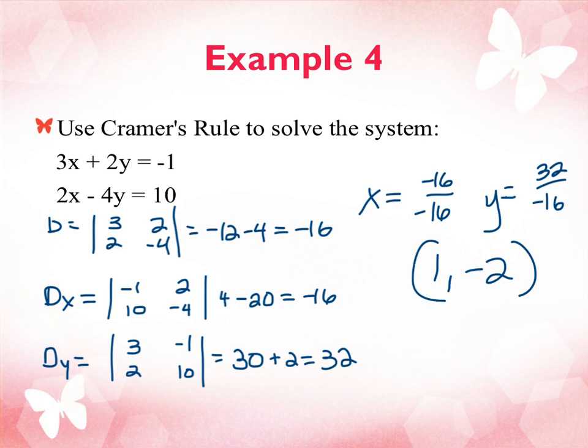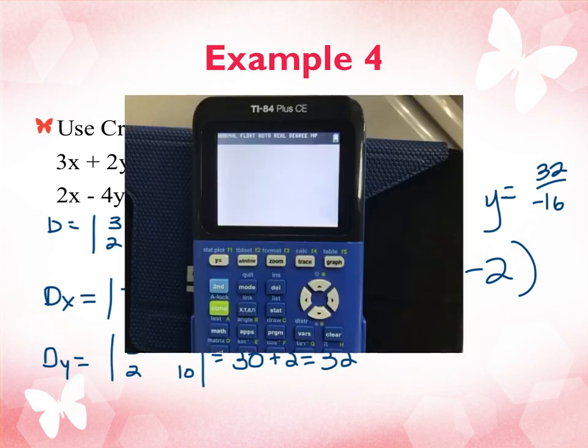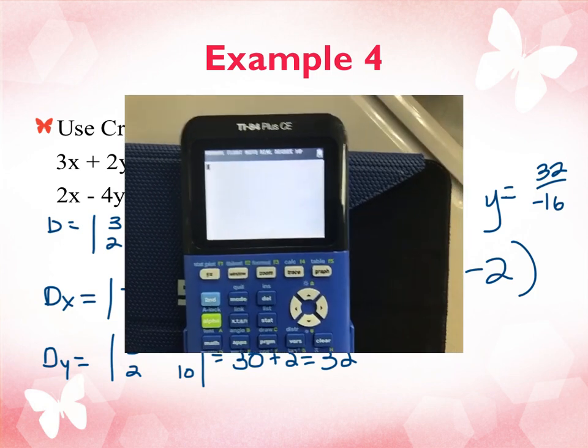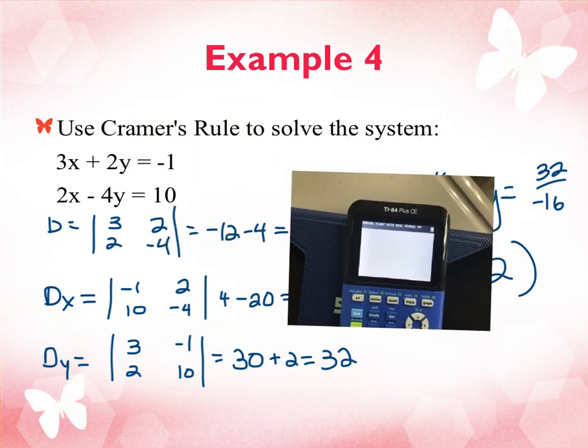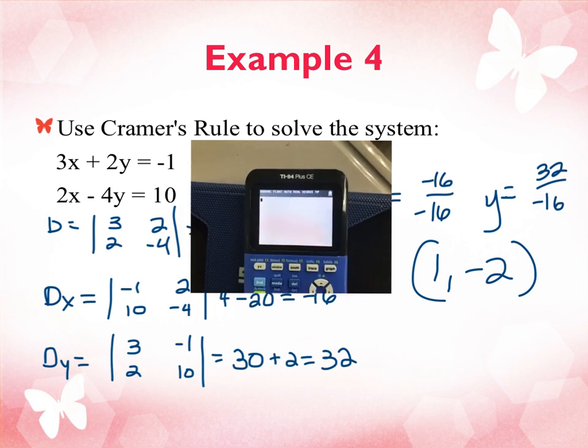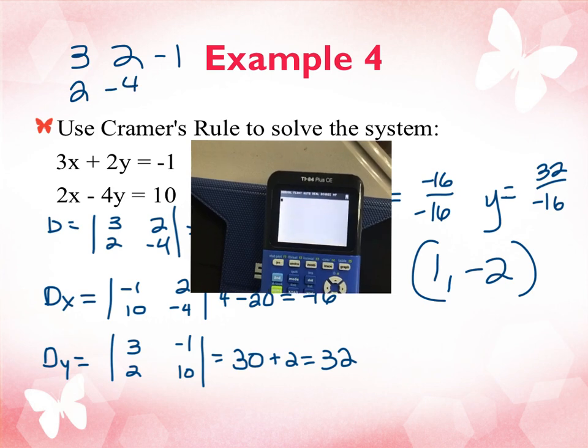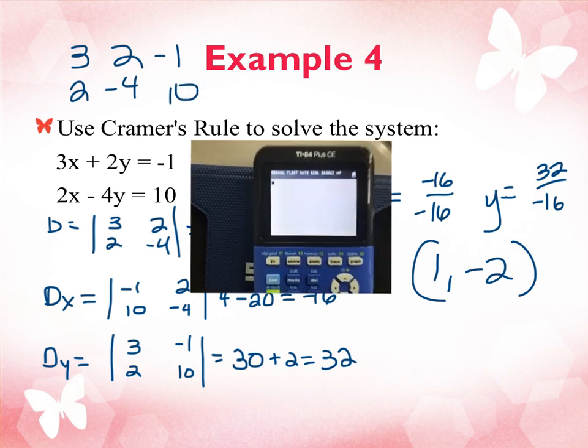Okay, good. All right, so I'm going to show you how to get this on the calculator so you can check your answers. Remember last week we talked about that you could plug in a system into a matrix and then find the answer to it using a graphing calculator? So this is how you do it. The first thing I would do is figure out what my augmented matrix is, which is this first thing. 3, 2, negative 1, 2, negative 4, 10. And then I would plug that into the calculator.